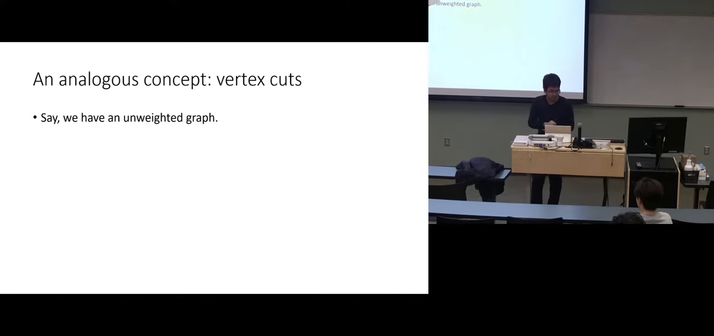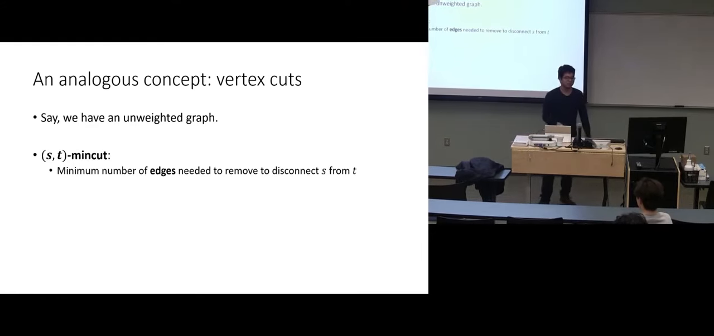Then another way to describe the value of the ST-min cut is that you ask how many edges you need to delete so that S and T are disconnected. We learned this in the class, but you might be able to see it just from this talk. So that's the value of ST-min cut when the graph is unweighted: the number of edges you need to delete to disconnect S and T.